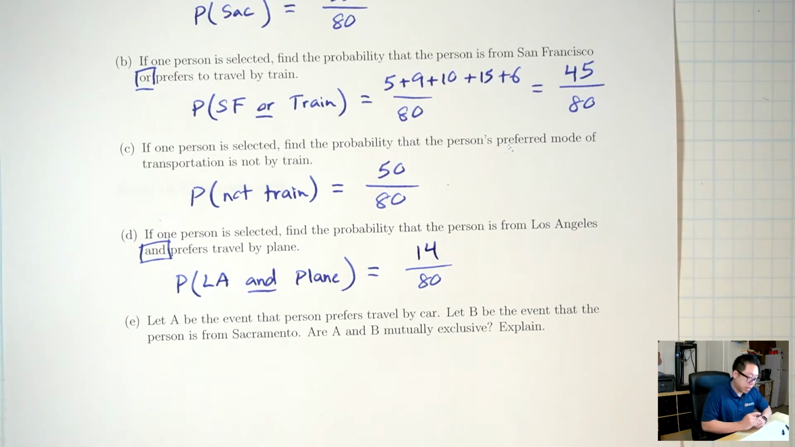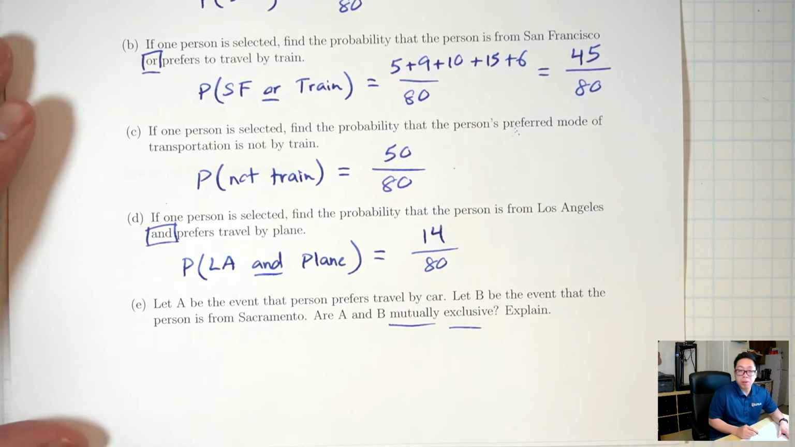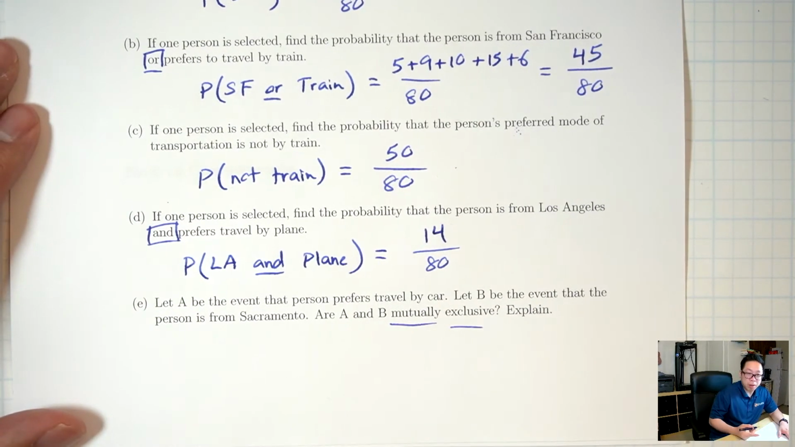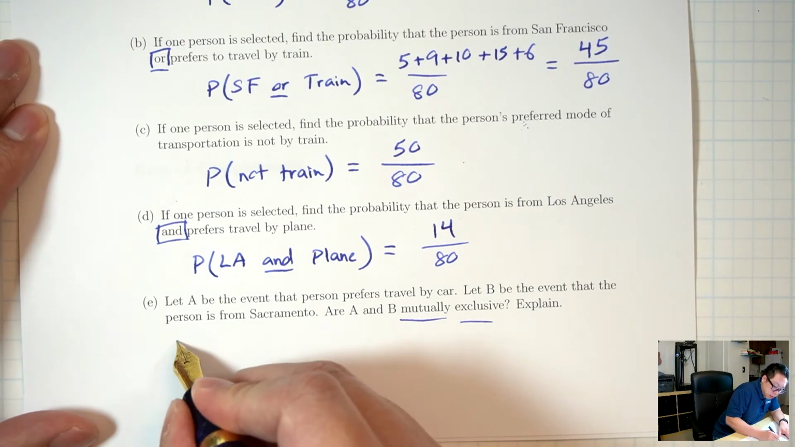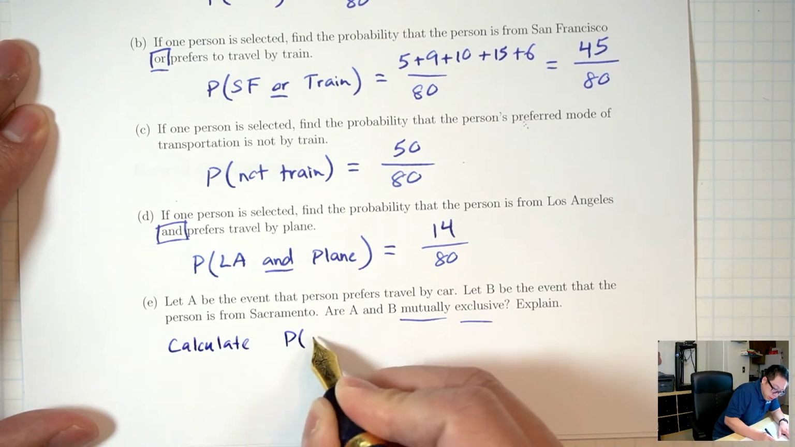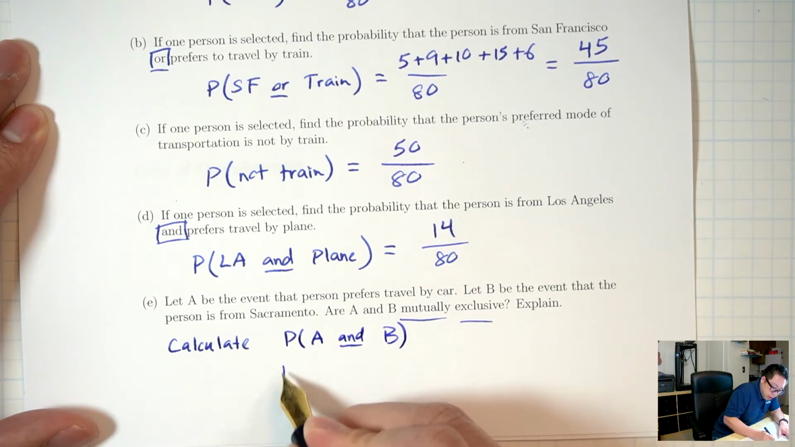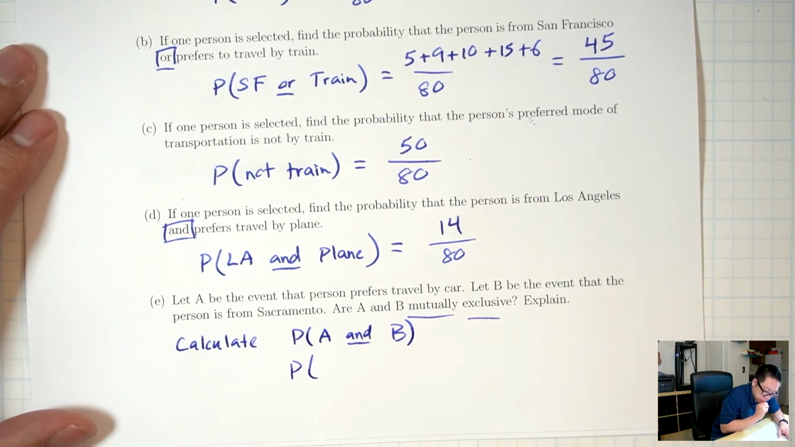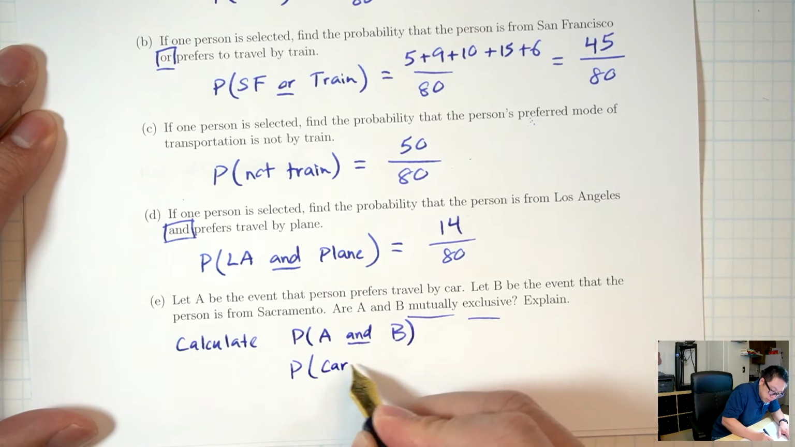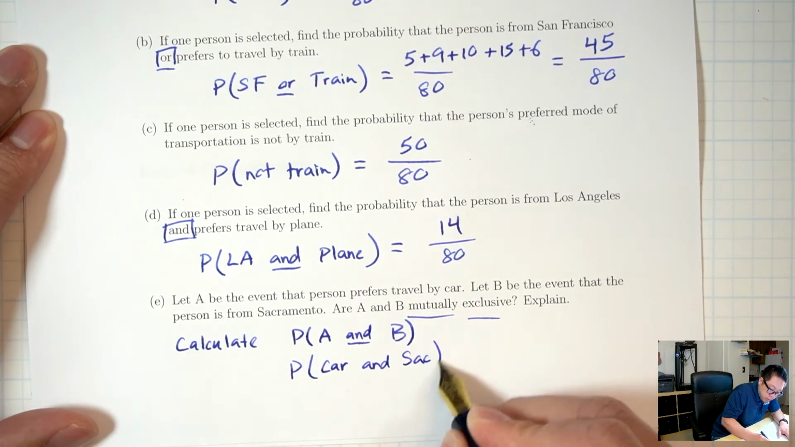And then part E, let A be the event that the person prefers travel by car. Let B be the event that the person is from Sacramento. Are A and B mutually exclusive? Right, so anytime I'm asking about mutually exclusive, you should be calculating the and. Right, so I need to calculate P of A and B. And in this case, A meant car, and then B meant Sacramento.